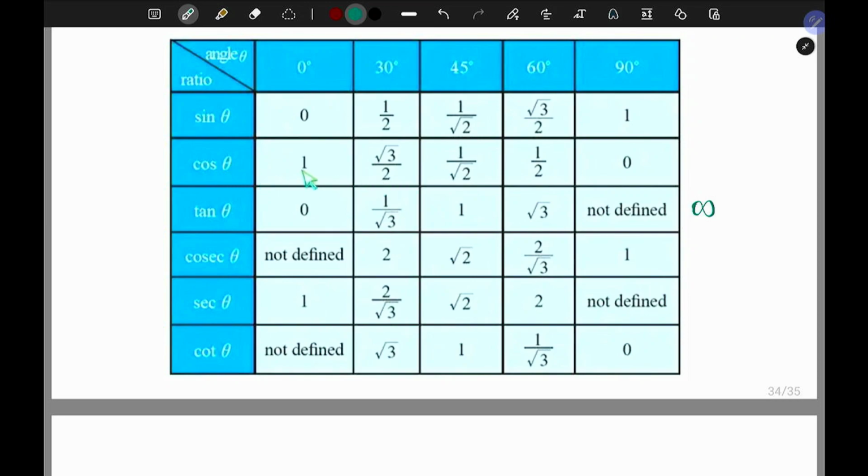Cos, the next line, 1 by 1 is 1. Root 3 by 2 it becomes 2 by root 3. 1 by root 2 becomes root 2 or root 2 by 1. Same case in the third line as well. 0 becomes not defined. 1 by root 3 becomes root 3. 1 becomes 1. Root 3 is 1 by root 3. You just reciprocal it. That's it. Simple. So this is the mere basic of trigonometry, to understand simple concepts, to solve basic problems of trigonometry.